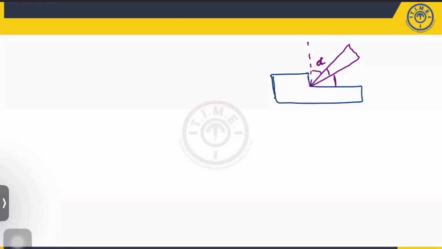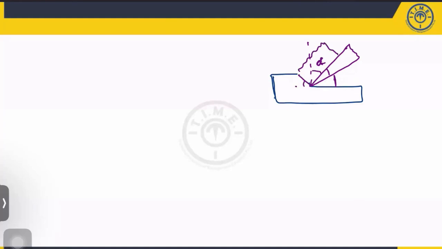For example, let us suppose this is basically a raw material, and this is a tool. This particular angle is called the rake angle. This is the lip angle, and this is the clearance angle. Okay, this tool you are using, and you are giving the feed velocity to this tool toward the workpiece. The material will be removed in the form of chips.